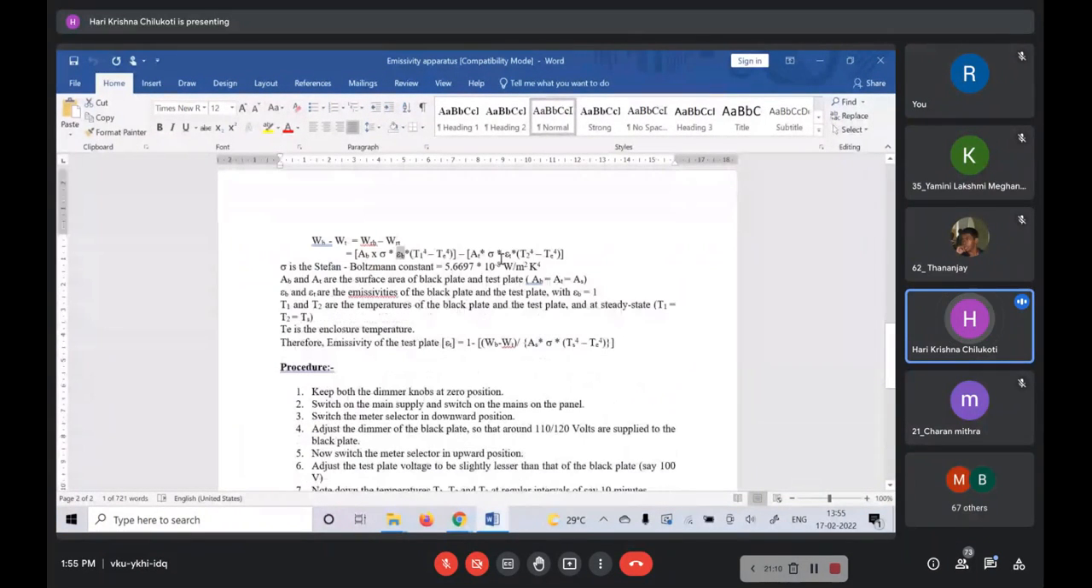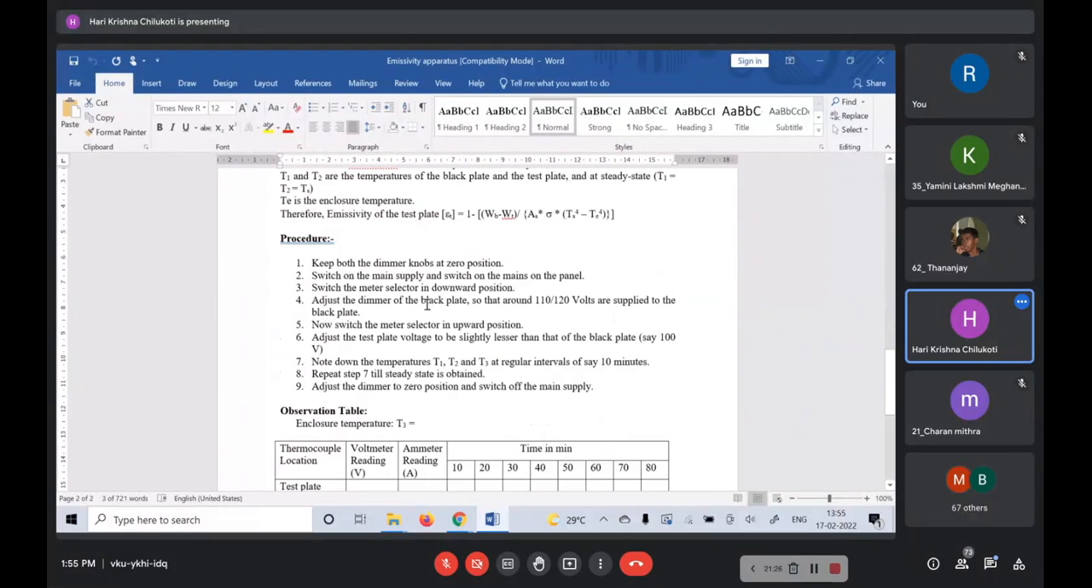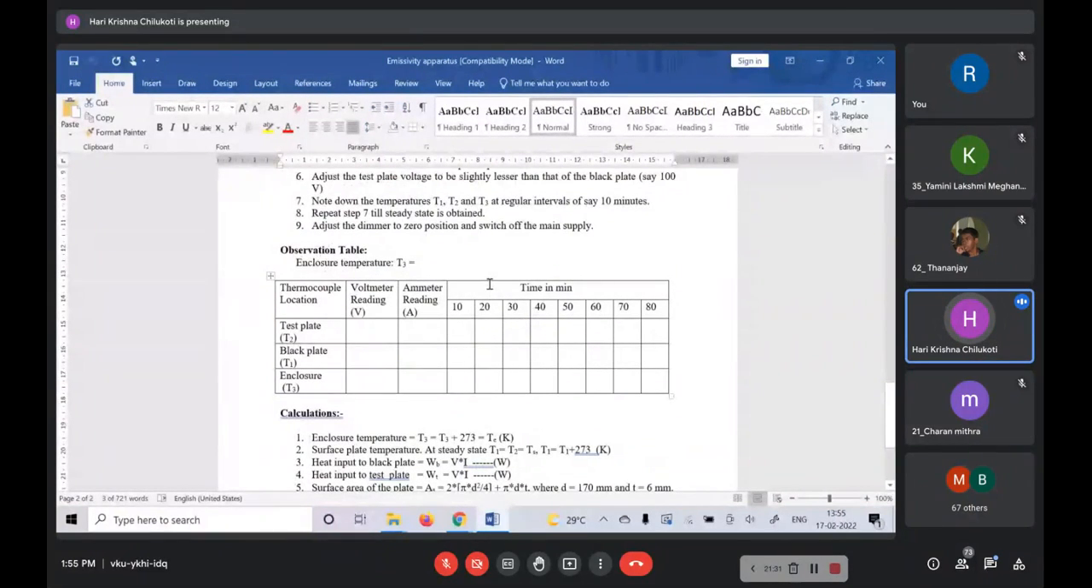Now we can simply obtain the emissivity of the test surface. And these WB and WT are the power input to the heater in the reference plate as well as the power input to the heater in the test plate. The procedure we have already looked into. Let us see the observation table.